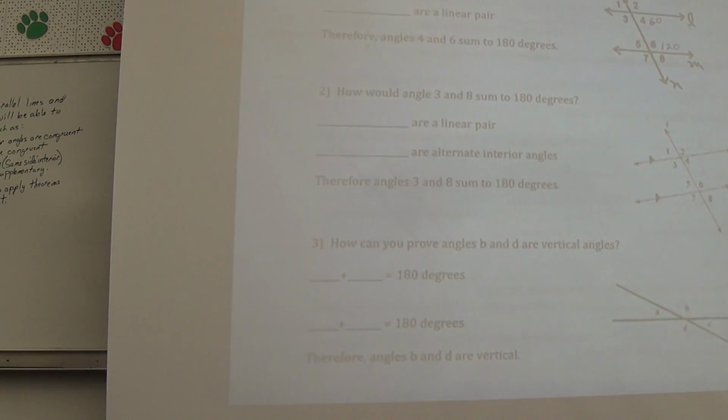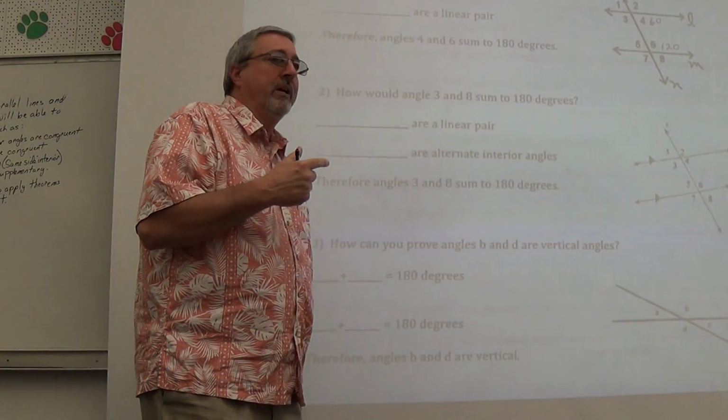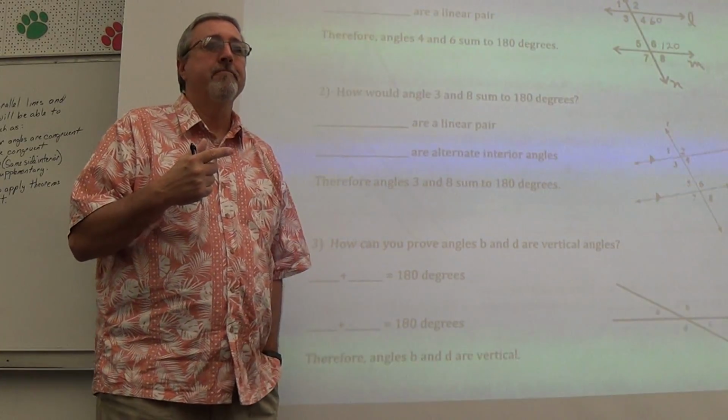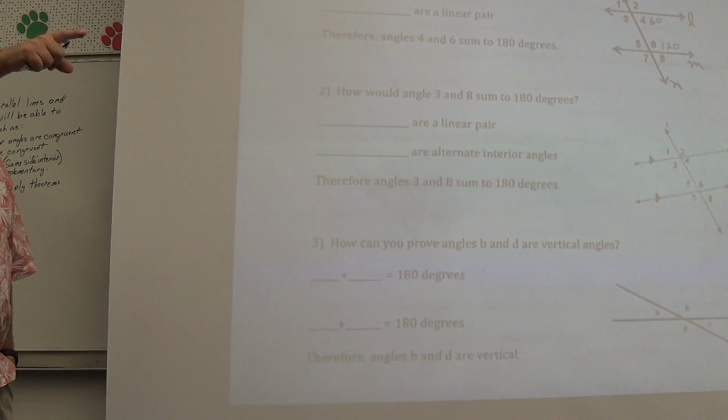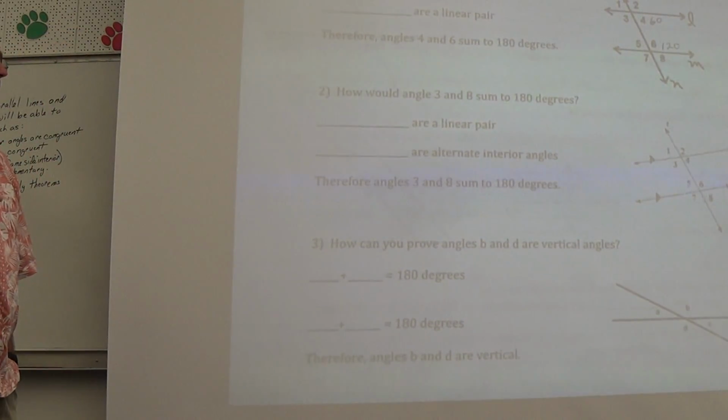But we have to take into consideration angle 4 and corresponding angles, or angle 6 and corresponding angles. So if you look at angle 4 and angle 8, what kind of angles are those? Corresponding. Anthony? Corresponding. They're corresponding angles, okay? So that takes care of that first part. Let's look at the second part. Are angles 8 and 6 a linear pair? Yeah. So let's see what happens.